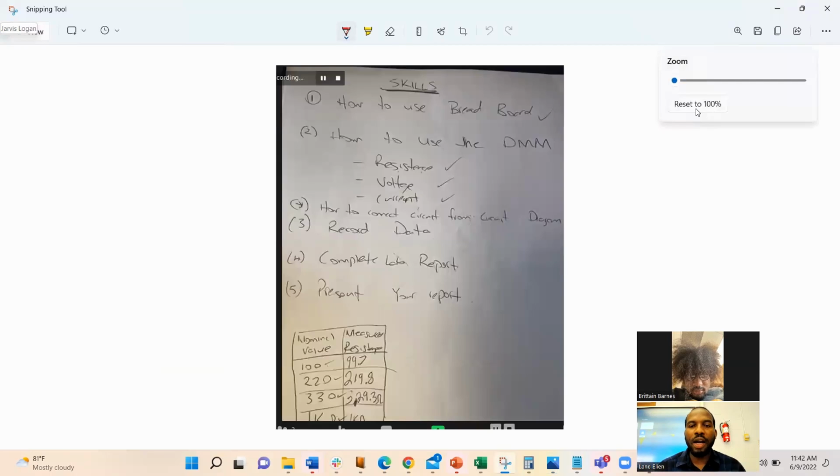These skills you should have already learned based on the stuff that we covered in the class and also in the lab. So what are those? How to use the breadboard. So you need to know, okay, this is the breadboard. How do I use it? How do I use it to connect things, right? So you need to have learned how to use the breadboard.